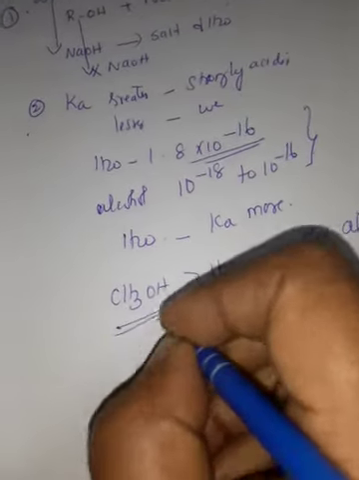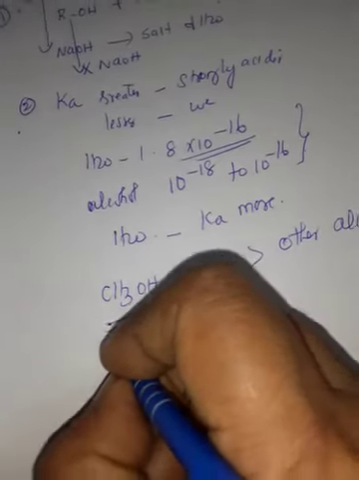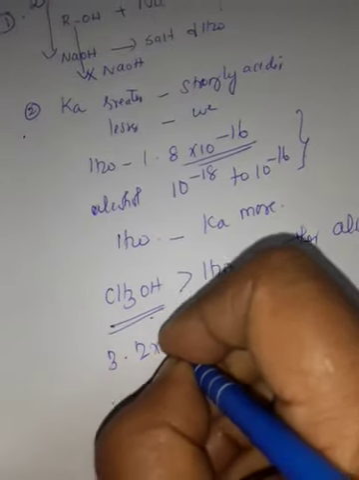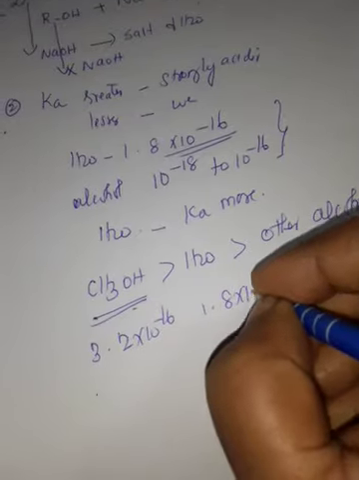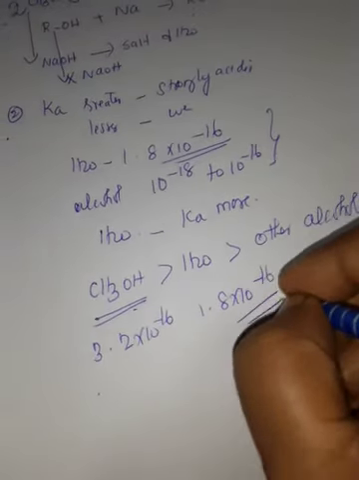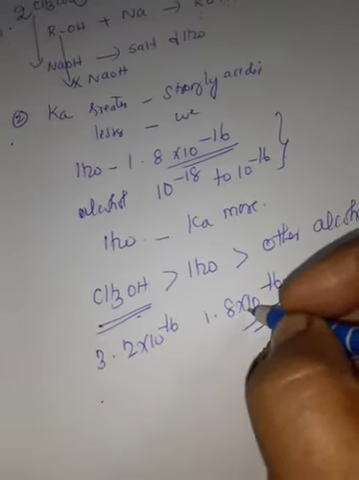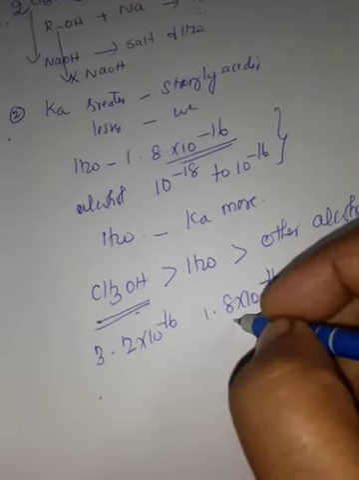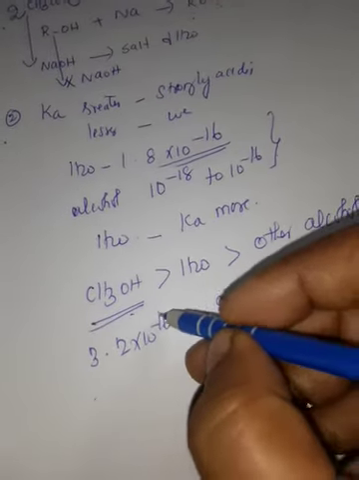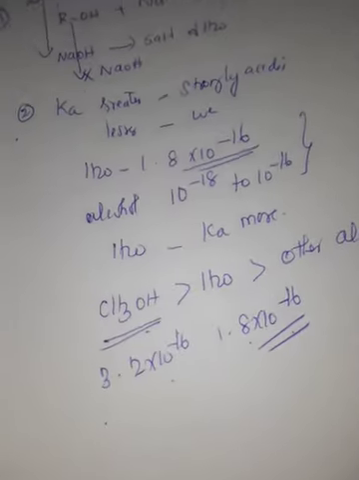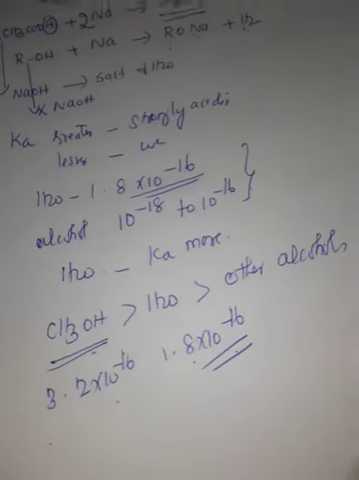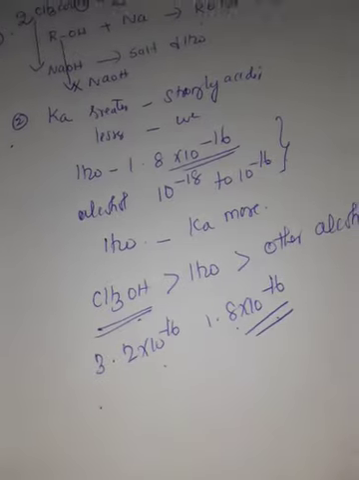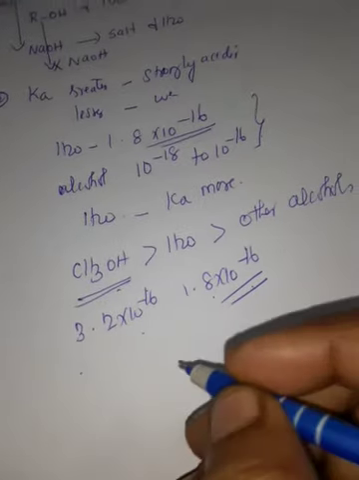Here, for methanol, the Ka value is 3.2 into 10 power minus 16. This one, water, is 1.8 into 10 power minus 16. So a higher Ka value means more acidic. The methanol is more acidic than water. Now consider the three alcohols: primary, secondary, tertiary.